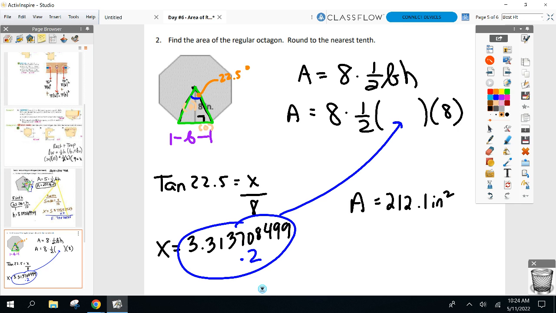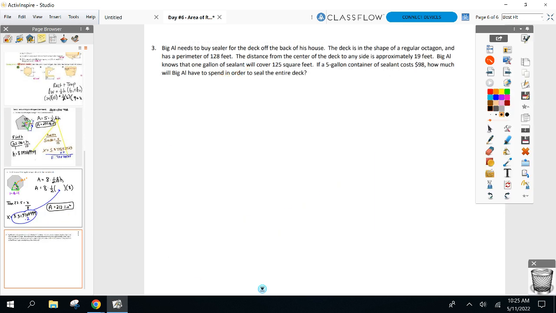212.1 square inches. Look good? Any issues here before we get to Big Al? It's been a couple weeks since we saw him. Anything? 212.1 before we help Big Al stain his deck? Seal his deck, excuse me. Seal his deck.